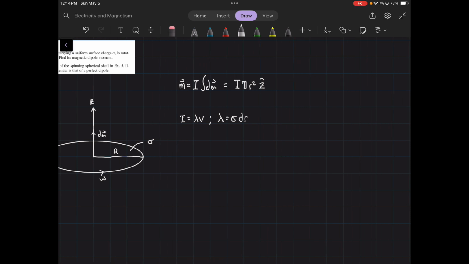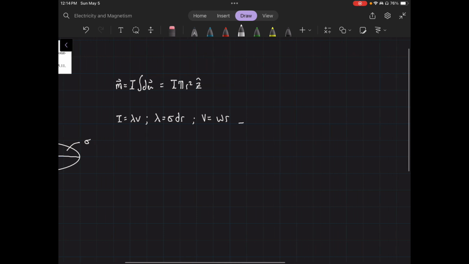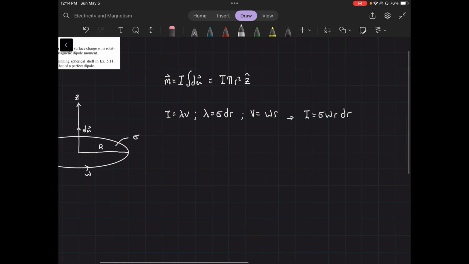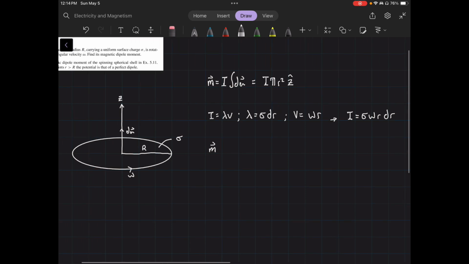Also, it's important to note that we are given omega, not v. So we can say v is equal to omega times little r. And this will allow us to rewrite our current as being equal to sigma omega r dr.